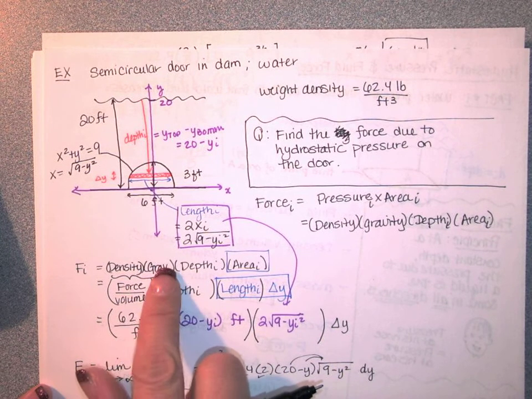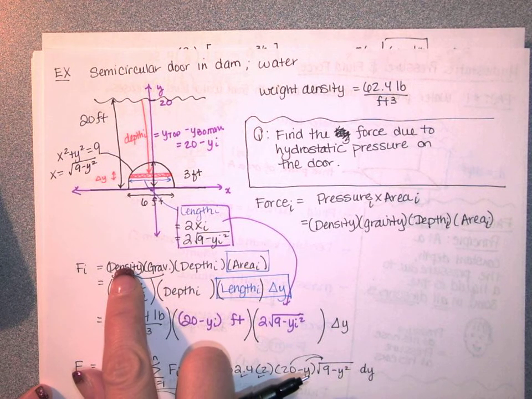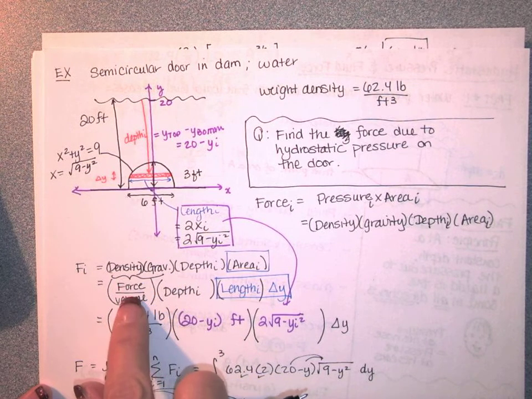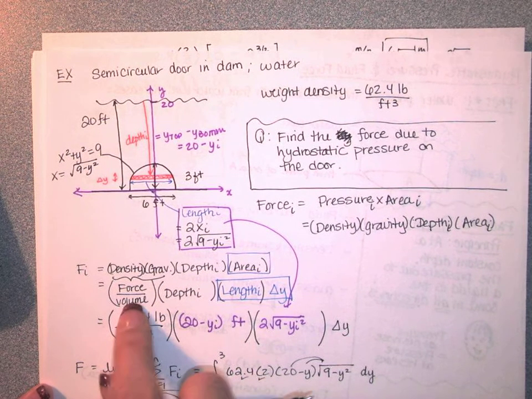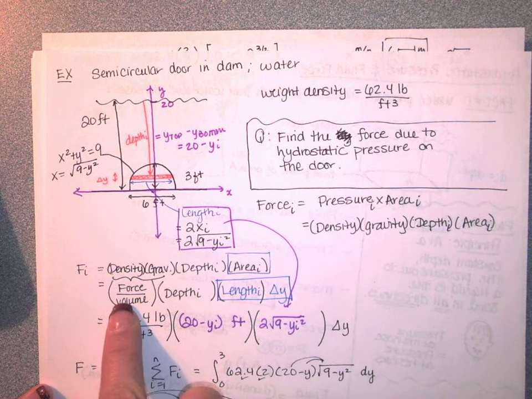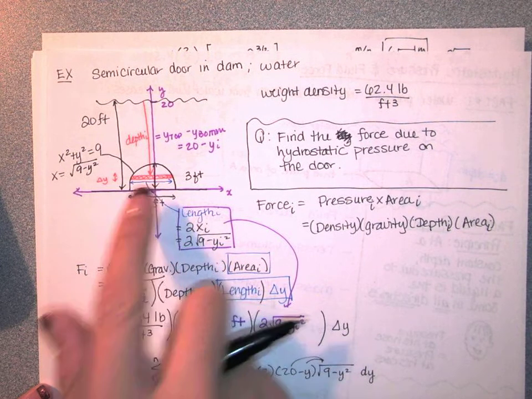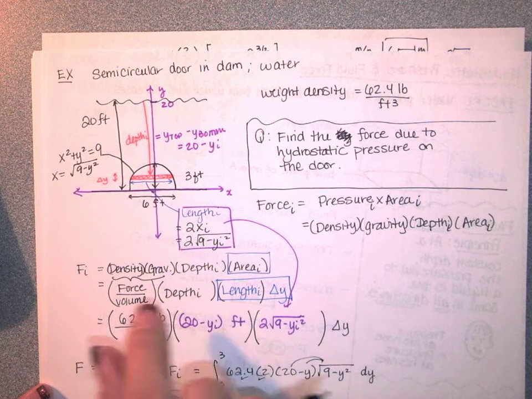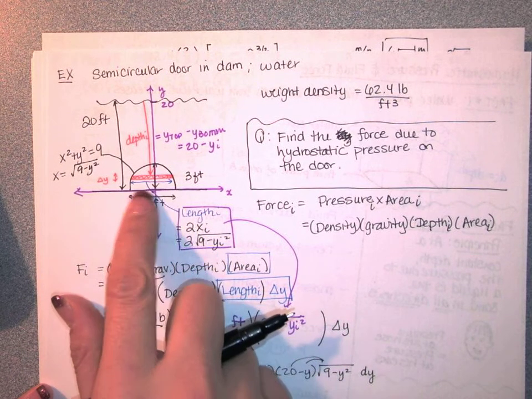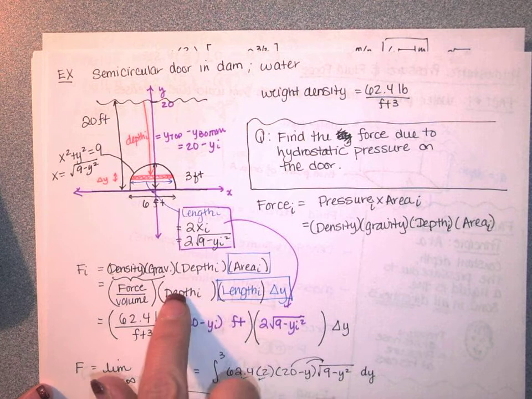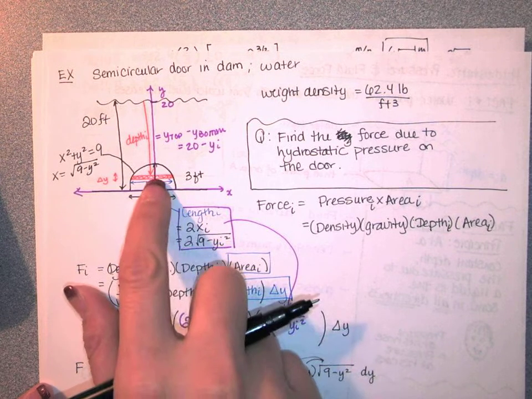So density and gravity: either density is given to you and you have to multiply by gravity if you're in SI units, or force per unit volume, this weight density, is given to you, like this. You put that in. Then you need to find the depth and length of a slice. Don't find the depth of the whole thing or the length of the whole thing. Don't tell me that the length is 6. It's only 6 at the bottom. You need to find the length and depth of a particular slice.